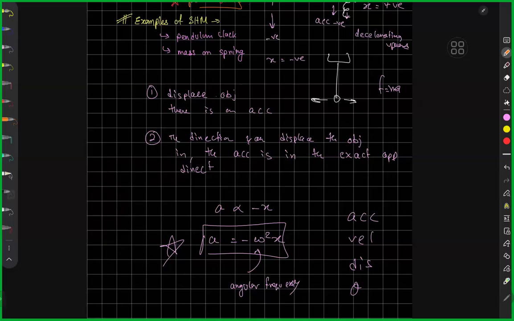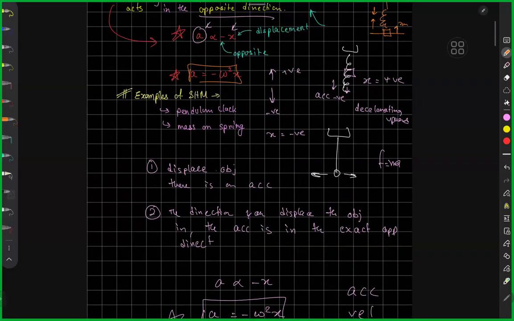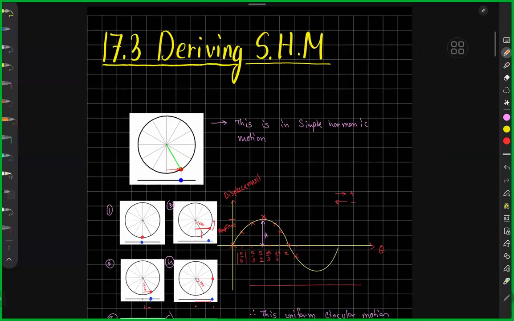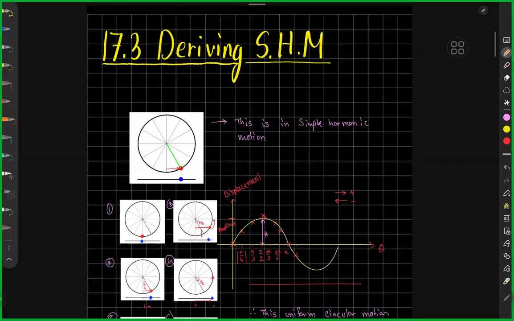So the identifier of a simple harmonic motion, and the distinction between a typical oscillation and simple harmonic motion, is that this proportionality or equation is always true. Keeping that in mind, let's prove that. And you will have a bunch of simple harmonic motion phenomena around you, right? The first thing I'll show you is this neat example.